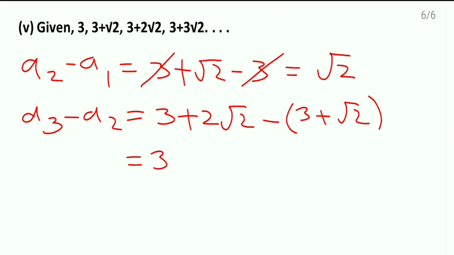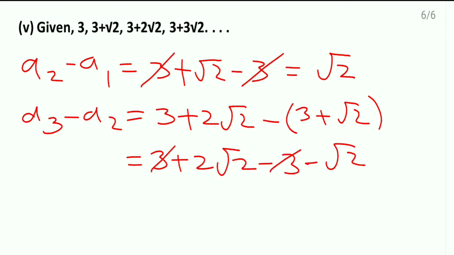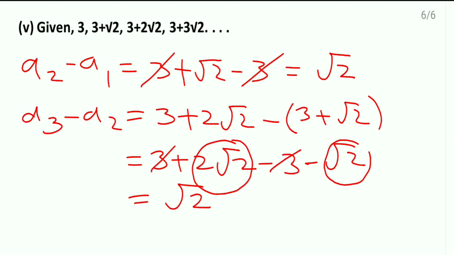Most of the children make the mistake at that place. So minus 3 minus root 2. So easily this 3 and 3 got cancelled. But remember, 2 times root 2 minus 1 time root 2. Your answer will come as only root 2. Okay, I'm talking about this one: 2 times root 2 minus 1 time root 2. So your answer will come as only 1 time root 2.